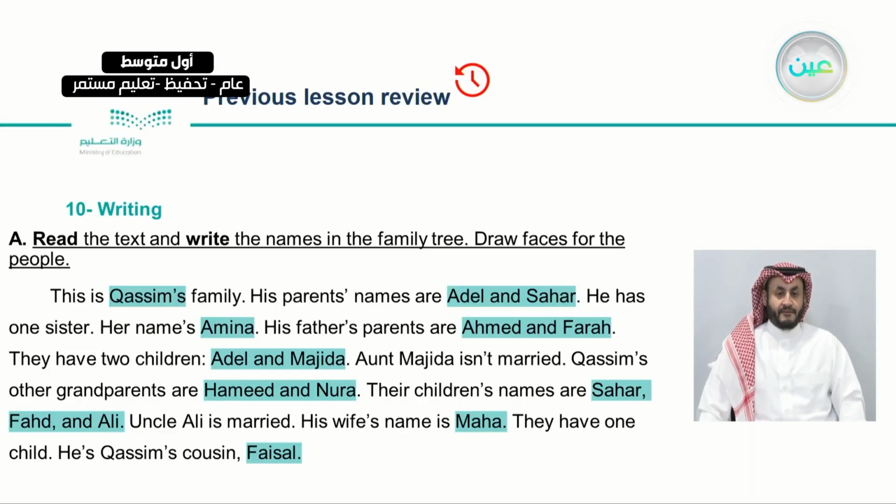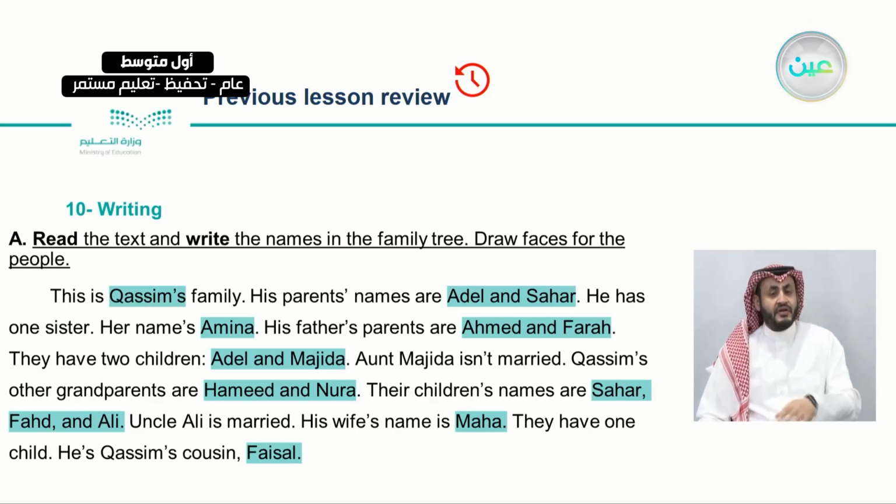So in our previous lesson, we read the text and wrote the names on the family tree. Draw faces for the people. Remember, we were introduced to Qasim's family tree. And we talked about his family members, his parents, Adil and Sahar. And we said he has one sister. Her name is Amina. His father's parents are Ahmed and Farah.